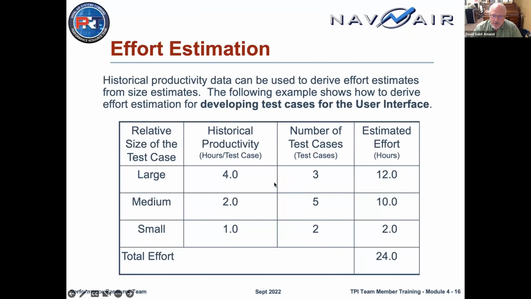5 mediums at 2 hours each, it's 10 hours, and 2 small at 1 hour per is 2. That all adds up to 24 hours total task hours. So you can't just start at 8 in the morning and work all night, and next morning at 8 it's done. It's going to be spread out over time. We'll talk about that in a second.